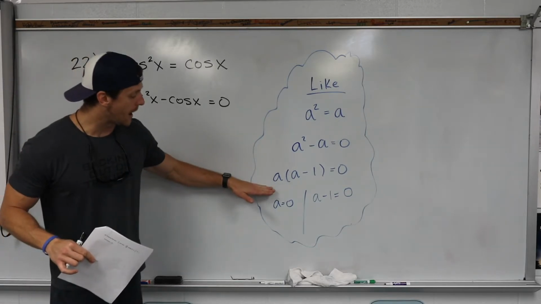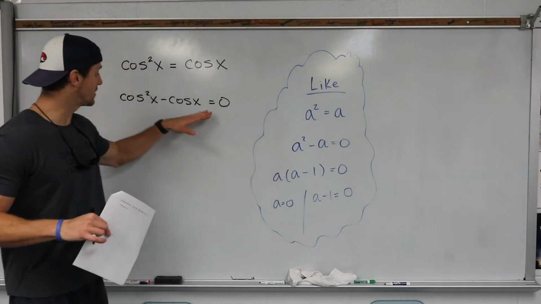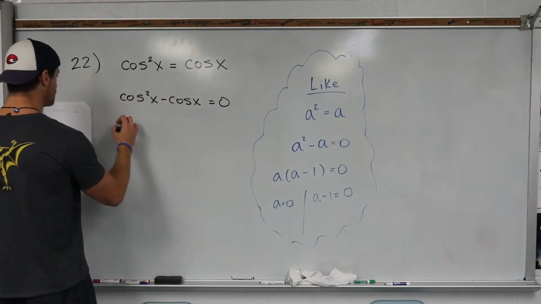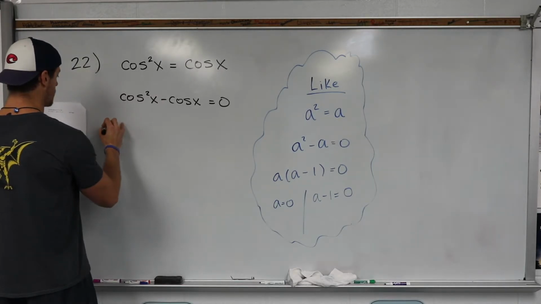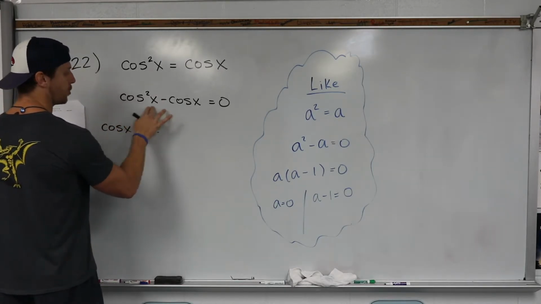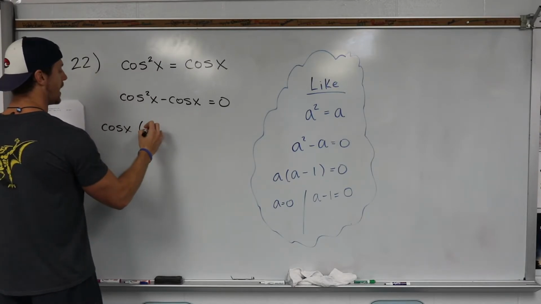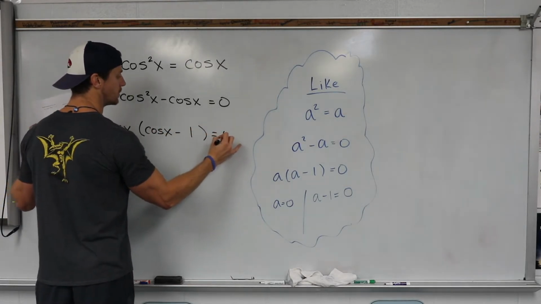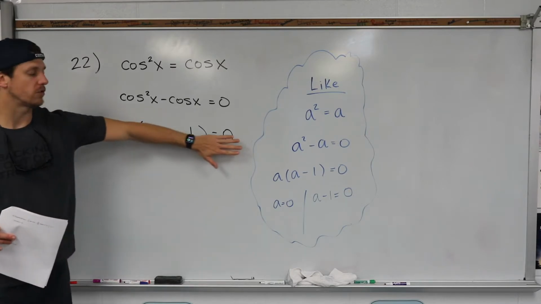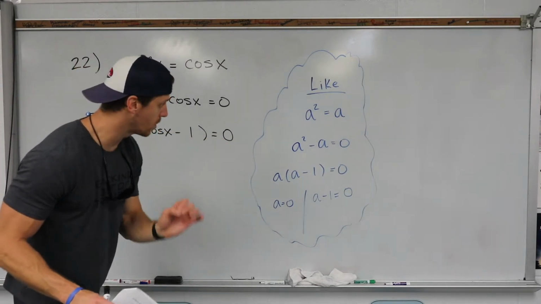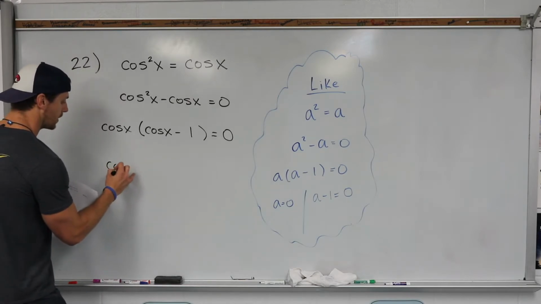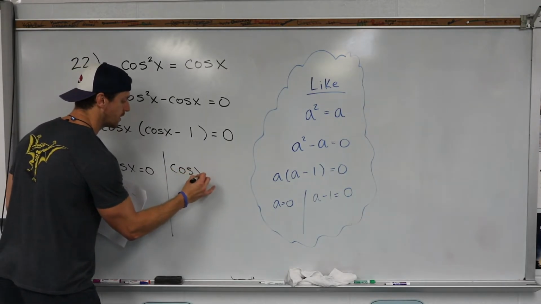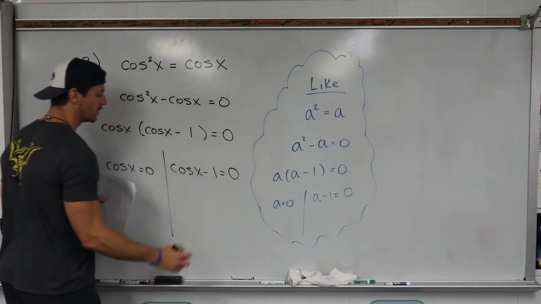What did I do after that? I found a common factor, in this case a common factor of cosine. So cosine of x times, pull out or factor out a cosine, I'm left with cosine of x minus 1 is equal to 0. Now I have two factors equal to 0. Guys, this only works if it's equal to 0. Remember that. So I'm going to have cosine of x is equal to 0. And then I'm going to have cosine of x minus 1 is equal to 0.